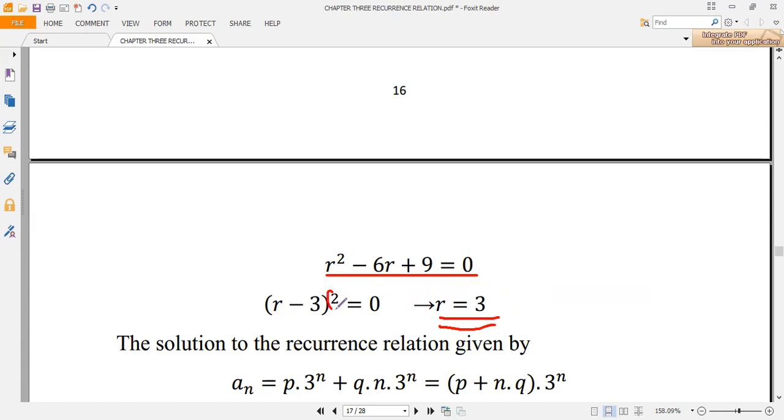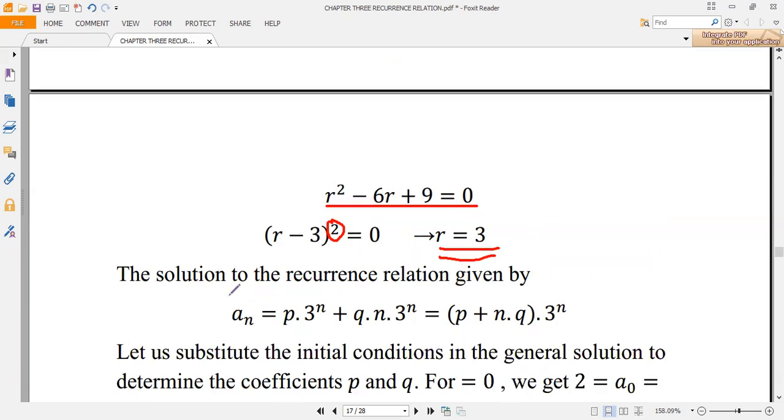Multiplicity is just the number of repetitions, how many times a root of the equation is repeated. It's said to be the multiplicity of the root. So since the roots of the characteristic equation are repeated, we can use that form, so that the general solution to the recurrence relation is given by this one: a_n is equal to p times 3 to the power of n plus q times n times 3 to the power of n.